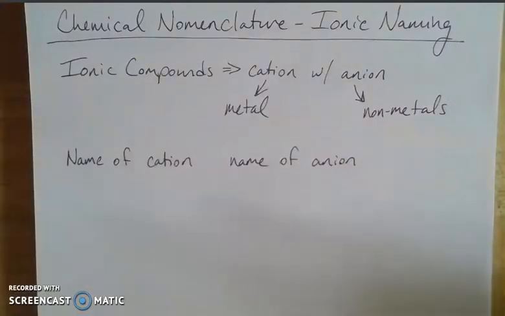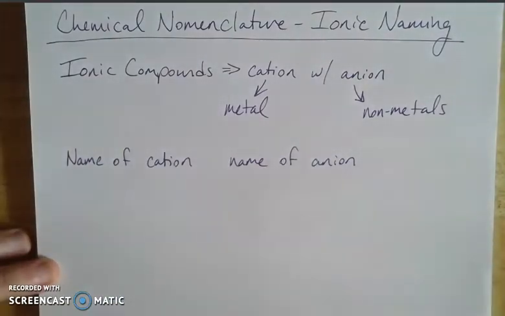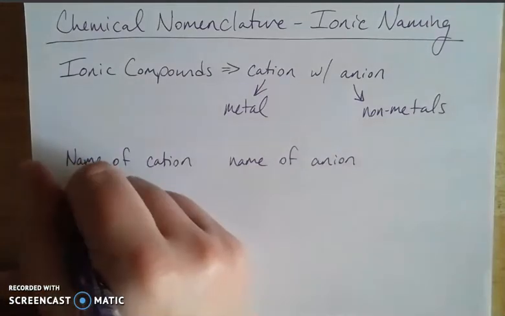And when we name those things, the naming is fairly straightforward. There's a couple different exceptions to rules, of course, but it's really just the name of the cation and the name of the anion. It's that simple and that complicated. The name of the cation is just the name of the metal.